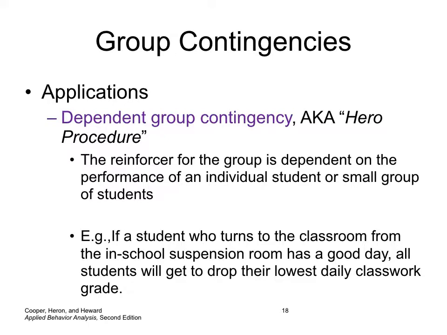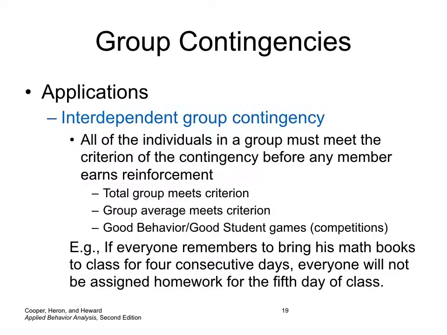The second one is dependent group contingency, also known as the hero procedure. Under a dependent group contingency, the reward for the whole group is dependent on the performance of an individual student or small group. As you see in this example, if a student who returns to the classroom from the in-school suspension room has a good day, all students will get to drop their lowest daily classwork grade.